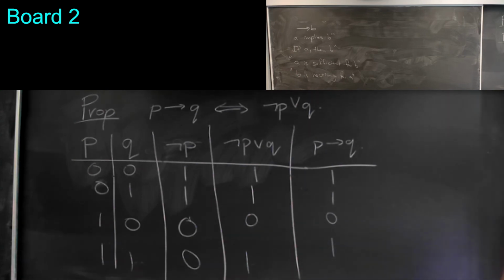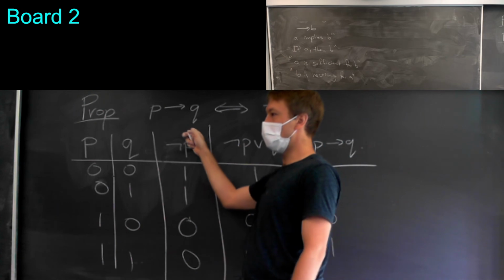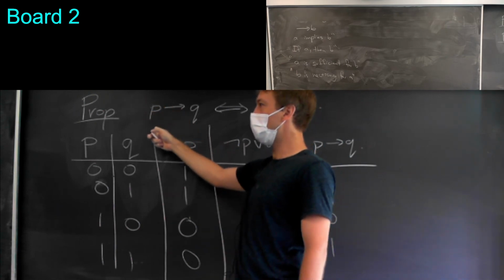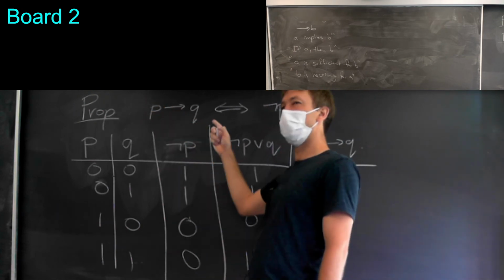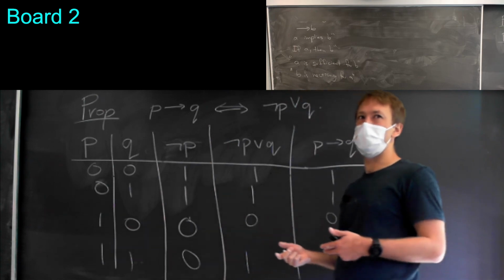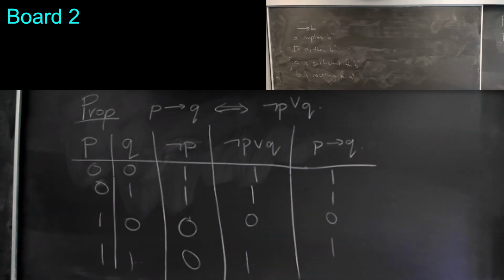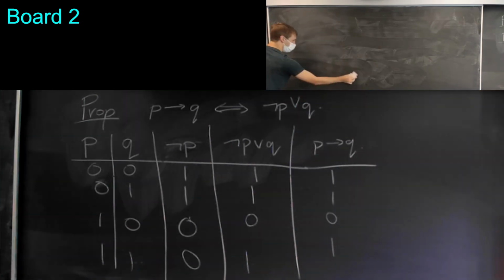So knowing that P implies Q is the same thing as knowing that either P is false or Q is true, which seems not completely obvious, but it's true. Let's do another one, and then maybe I'll remind you of the ones we've done, and then we can call it a day.